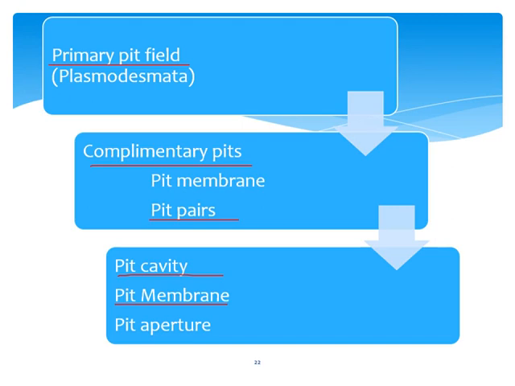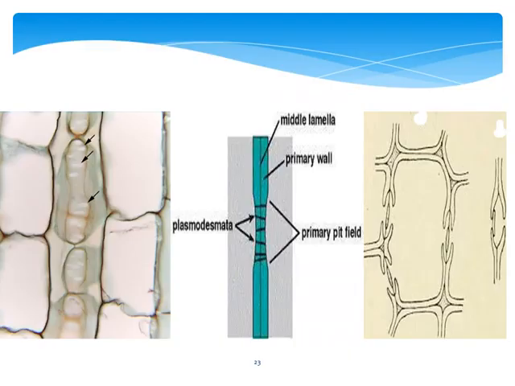The opening of the pit on the inner side of the cell wall is referred to as the pit aperture. The membrane built of the primary cell wall and middle lamella that separates the two pit cavities of the pit pair is referred to as the pit membrane, as I already told you. For your illustration, I have a pictorial image. Here you see these arrows indicate pits, or the presence of pits.